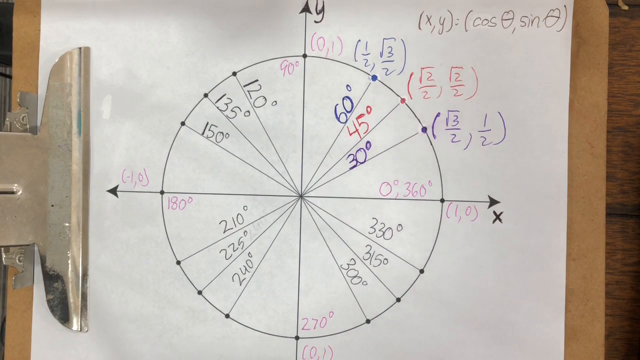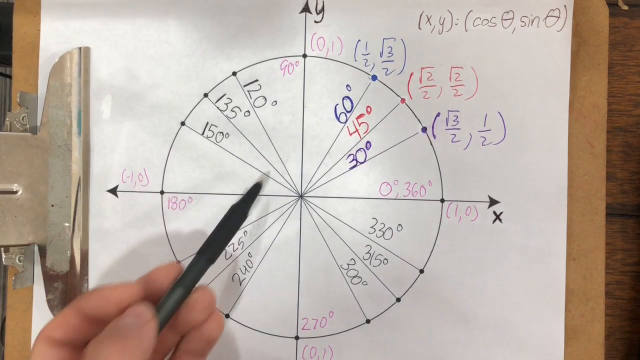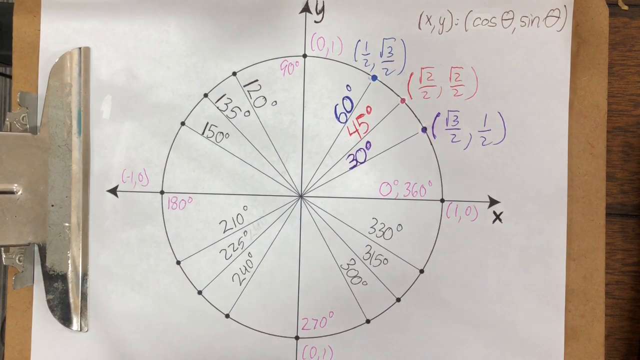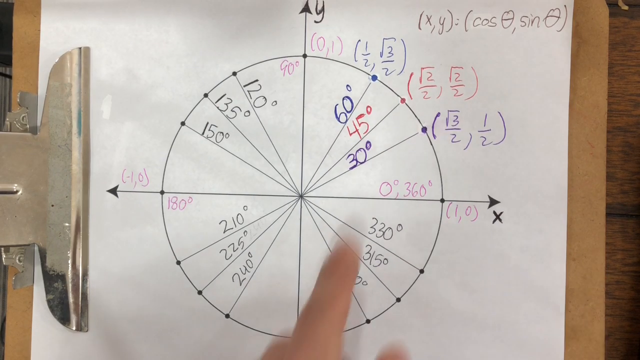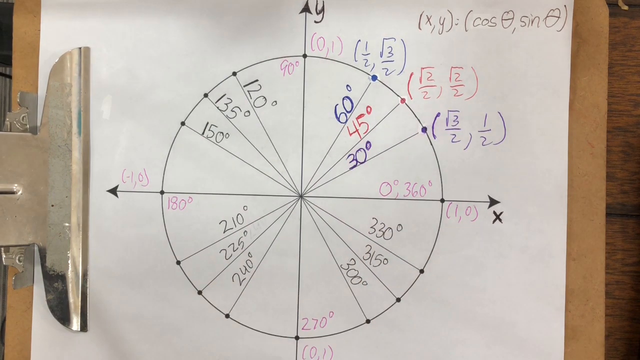In this video, we're going to fill in the rest of the unit circles by writing out the x and y coordinates for all the degrees in the second quadrant, third quadrant, and fourth quadrant. Now in the latest video, we figured out the x and y coordinates in the first quadrant for 30, 45, and 60 degrees.